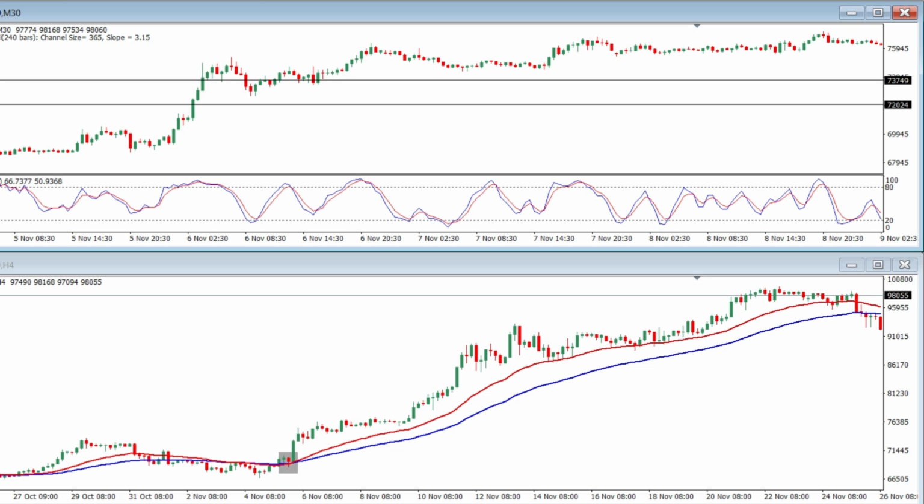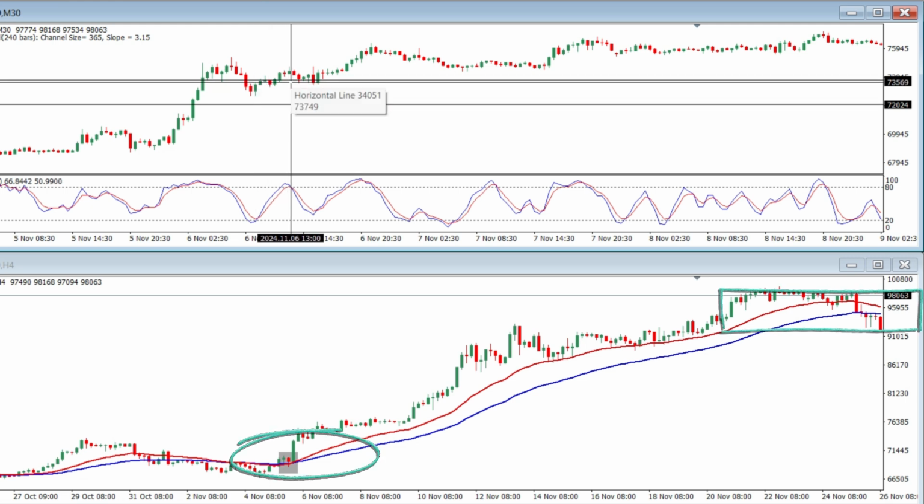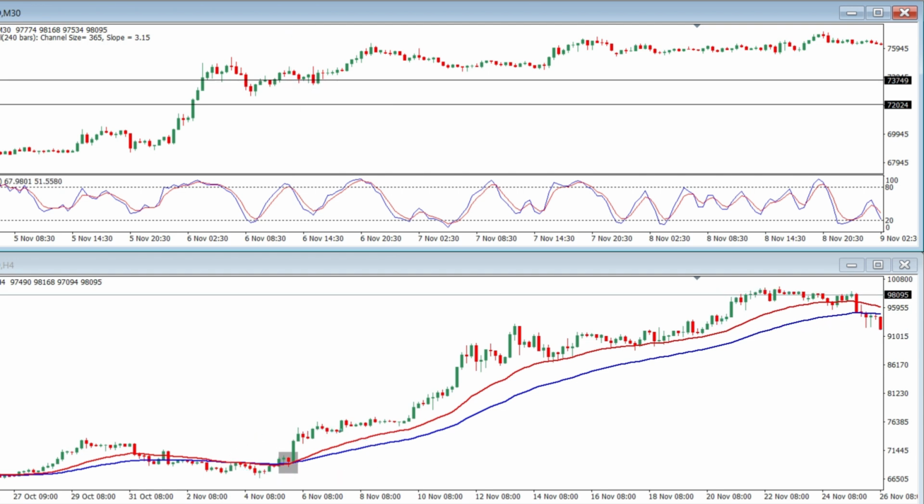But now when you are trading on a 4-hour chart, you are entering using the 30-minute chart. Your entry point is $73,749. You put your stop loss at $72,024. But your exit is far ahead when the price comes below 50 EMA, or say when the price comes below 25 EMA. Now let us have a look on a 4-hour chart where you're exiting.